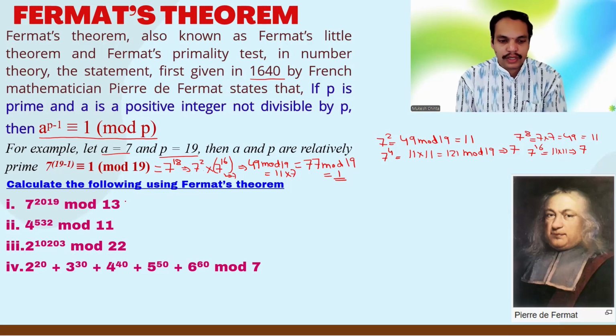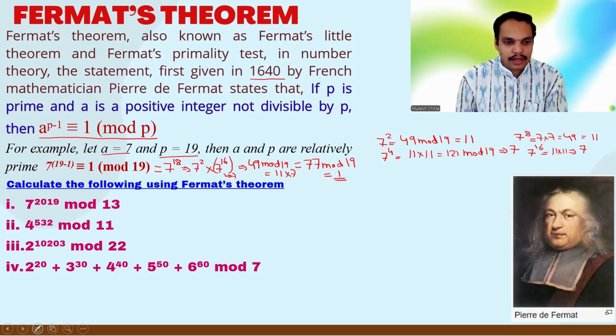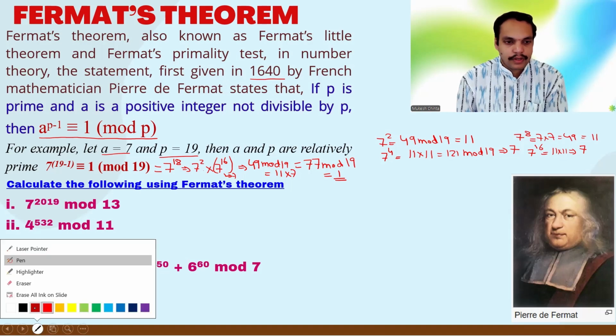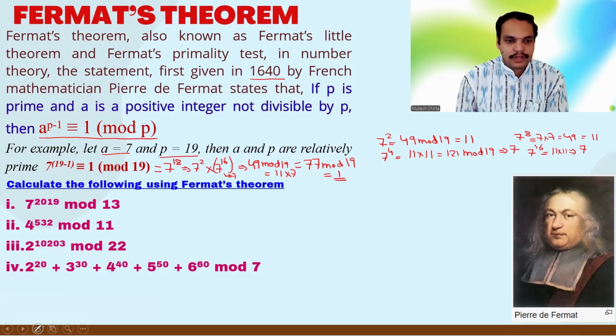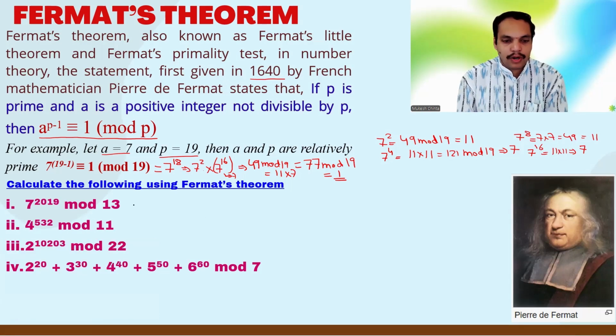So let me solve a few things. It says to calculate the following using Fermat's theorem. Okay, fine. Let me take 7 power 2019 mod 13. Now, if you see 7 and 13, that's a and p, so they both are relatively prime. So in that case, 7 power 12 is congruent to 1 mod 13. I know that from Fermat's theorem.